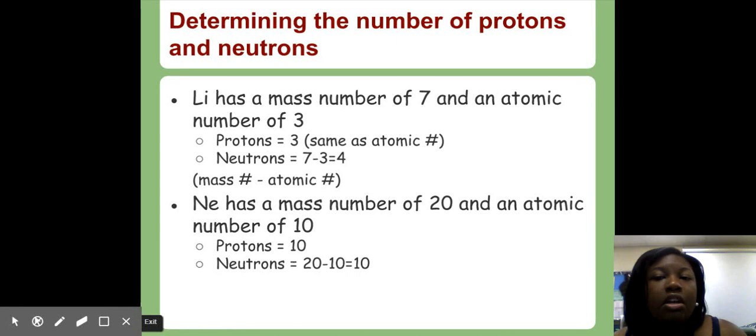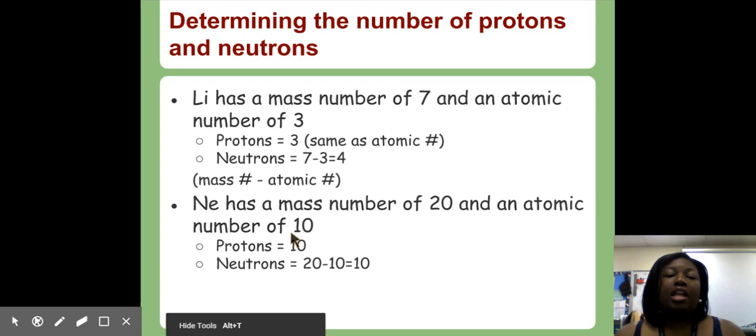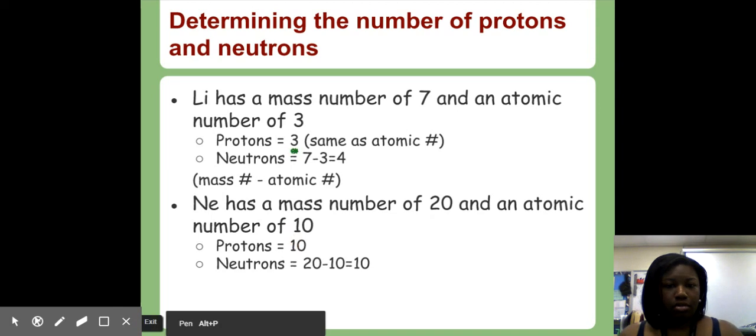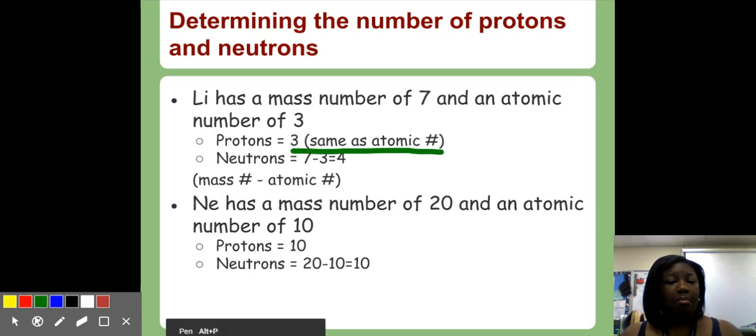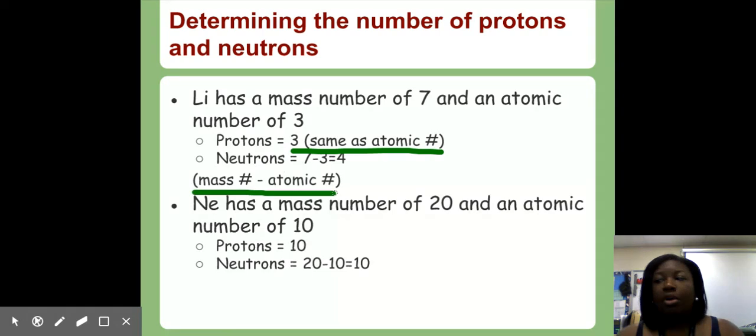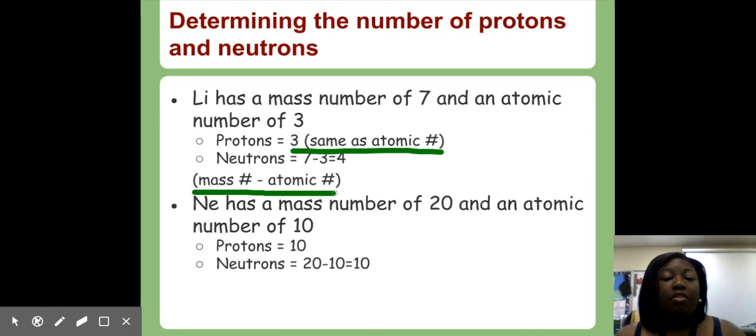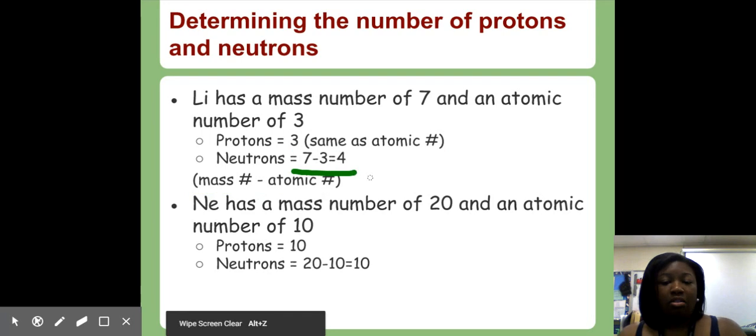All right, so determining the number of protons and neutrons. Lithium has a mass number of 7 and an atomic number of 3. My protons is my atomic number, so same number as atomic number. And my neutrons is my mass number minus my atomic number, which is going to give me 4. So I have 7 minus 3 is giving me 4.